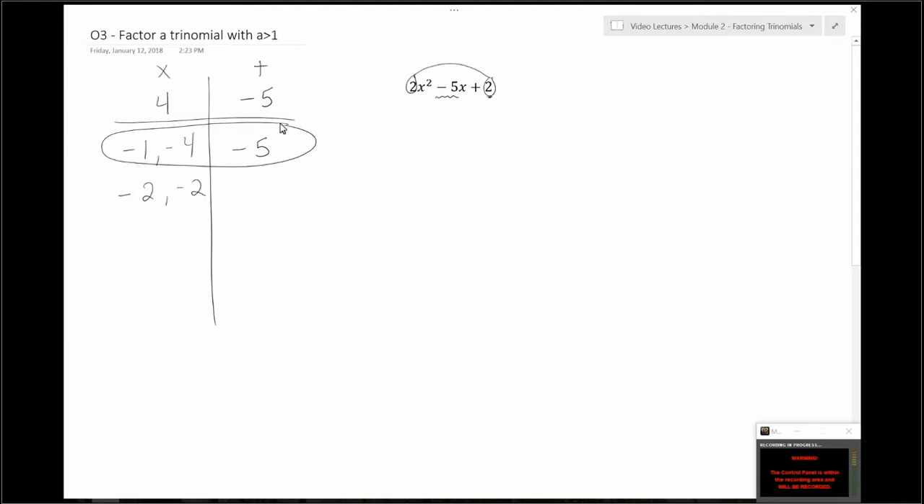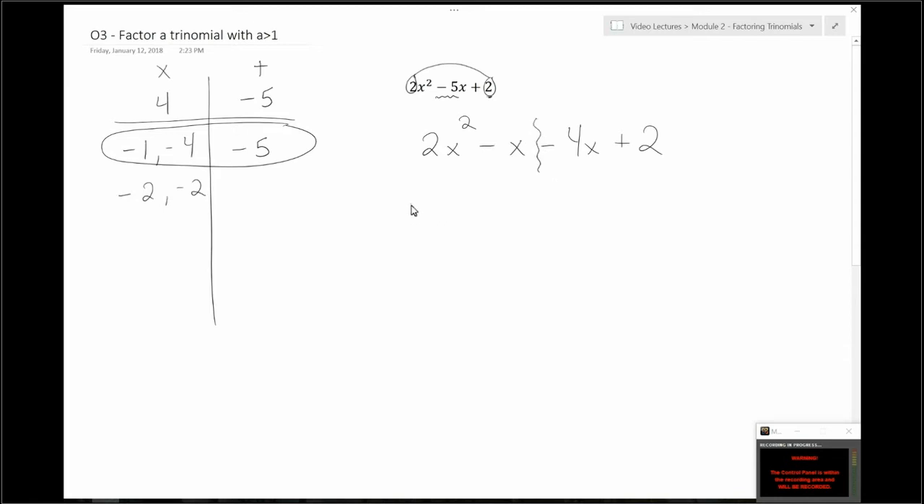Now that I've got them all, I'll add across, and I realize that I didn't even need to do the second pair. I had it at the very first one. Now again, I'm going to continually do all of the pairs every time, but you can stop once you find one that works. Now, this pair tells us how to break up the middle term. And we're going to do that exactly the same as last time. So we use the pair to break up the middle term.